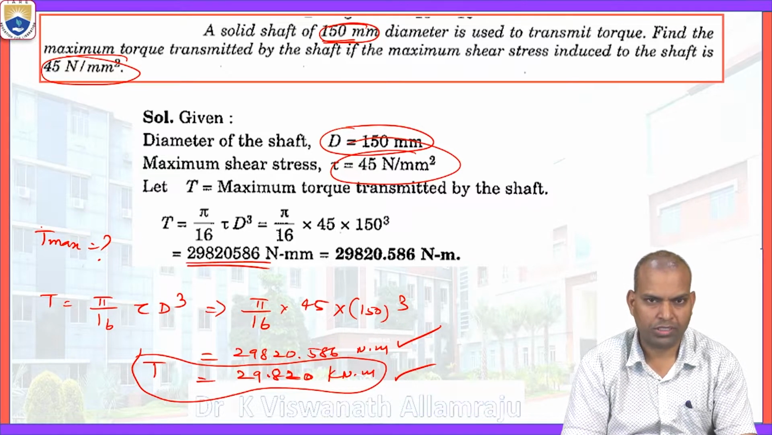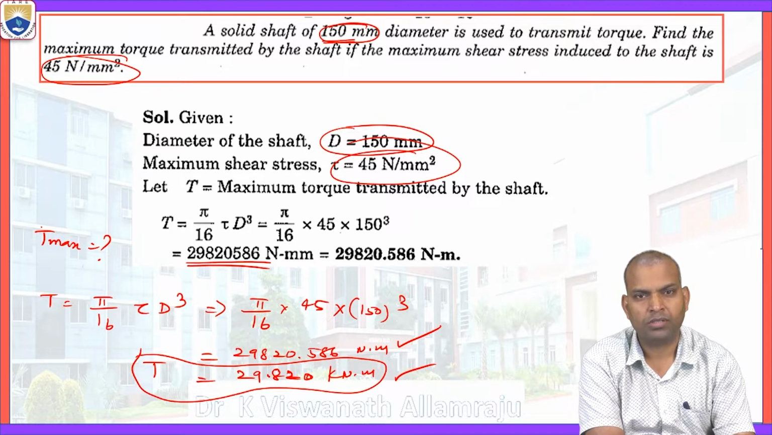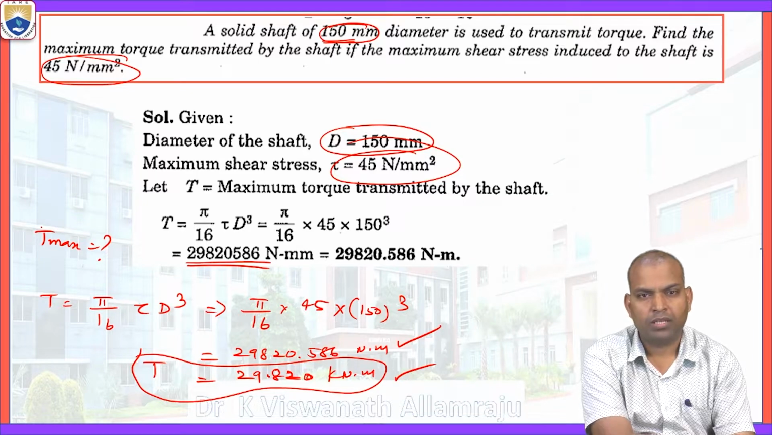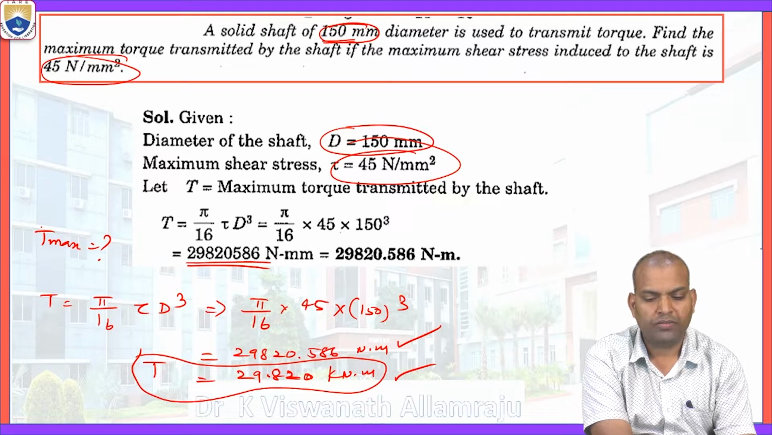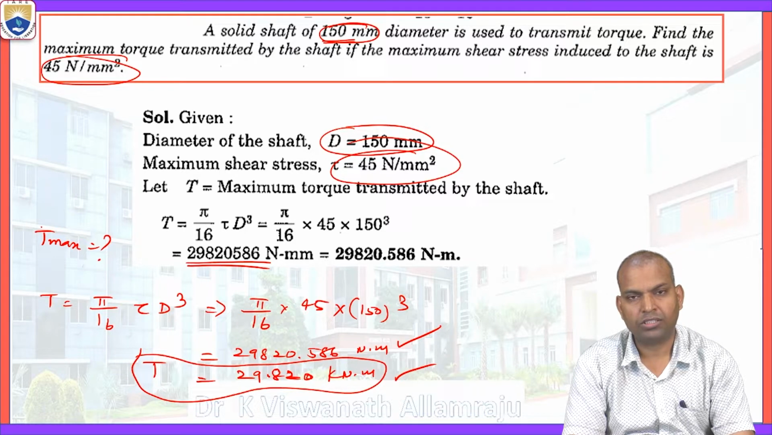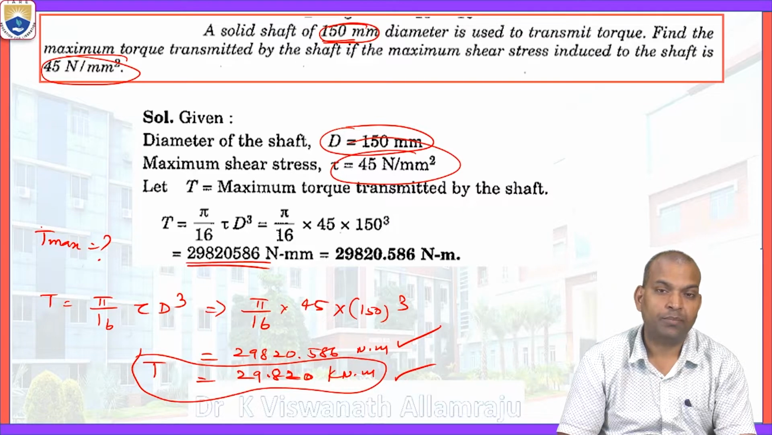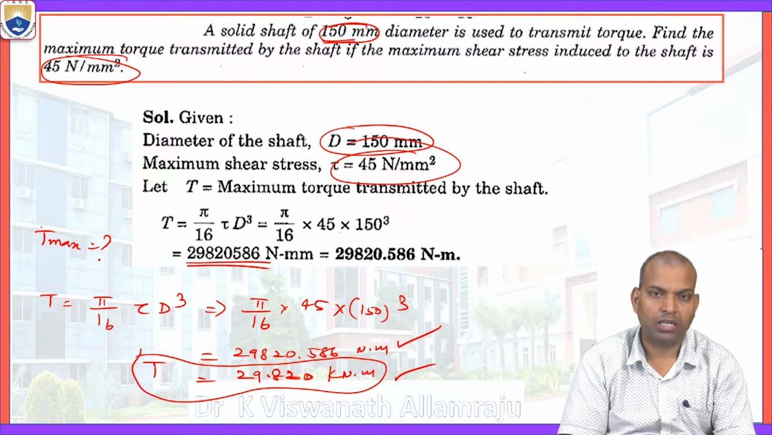Now this is the direct formula, a direct substitution in the formula. The maximum torque transmitted by a solid circular shaft is capital T equal to pi by 16 times tau d cube, where tau is the shear stress and d is the diameter of the shaft. So for the given data, we have to use this formula. Sometimes they ask for the output parameter to be the diameter of the shaft, by giving the torque and the shear stress.